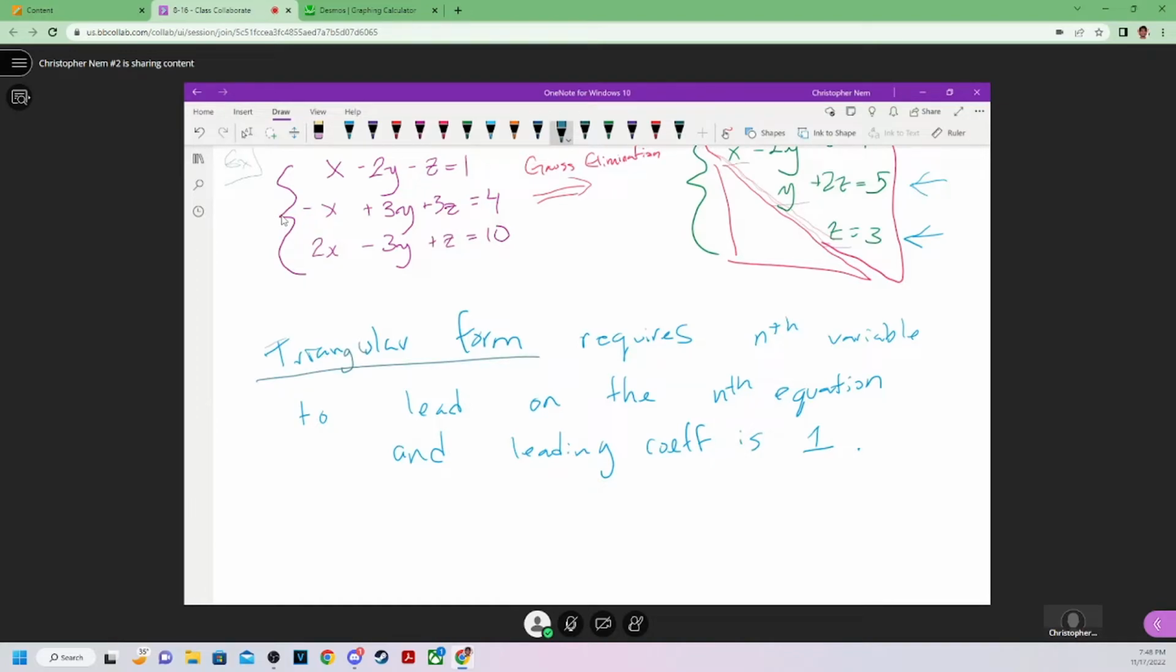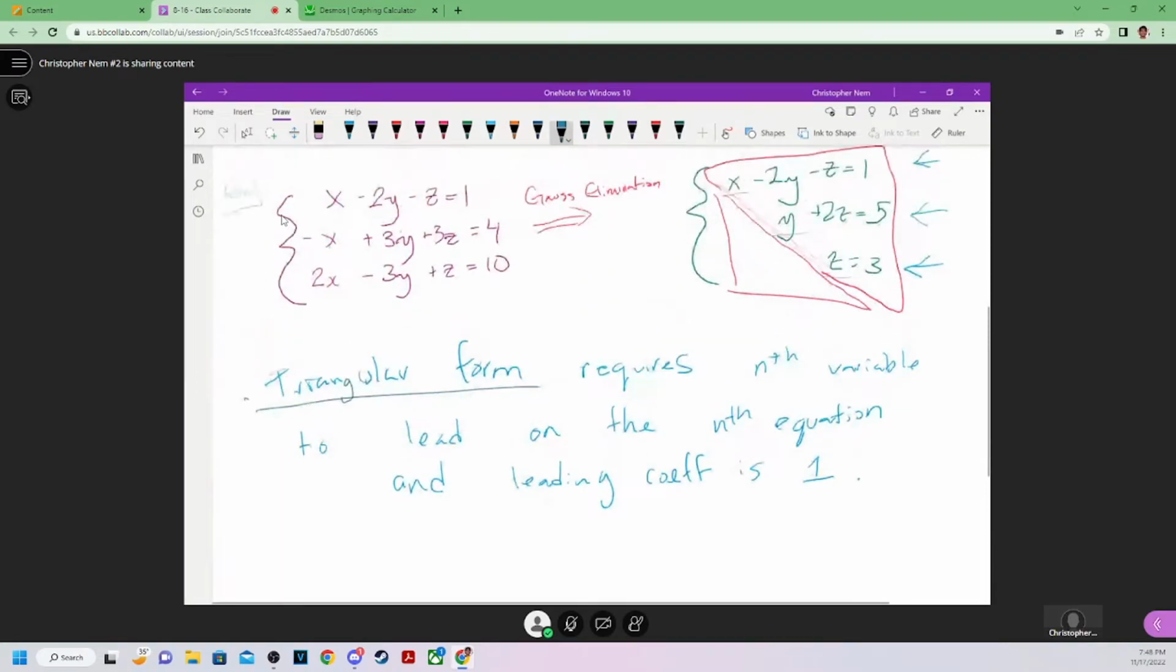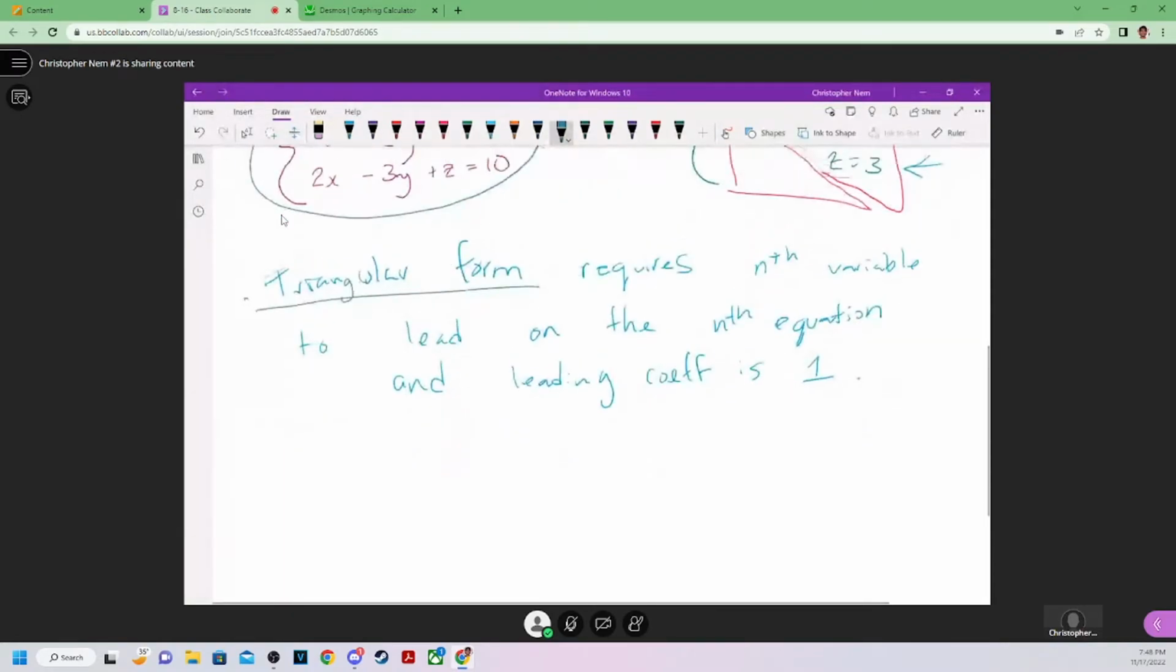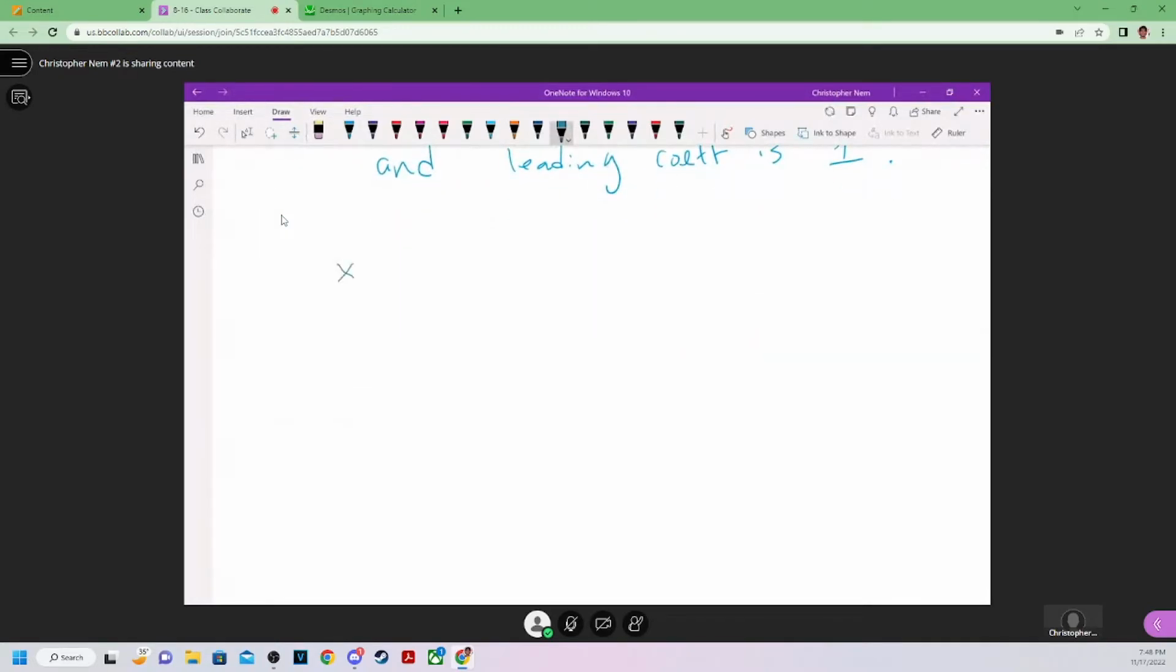Boom. Now we can work on some more examples, some practice. Or we can go with this one, and let's see if we can actually figure it out. So let me go rewrite that out for us. We have x minus 2y minus z equals 1. Negative x plus 3y plus 3z equals 4. And 2x minus 3y plus z equals 10.